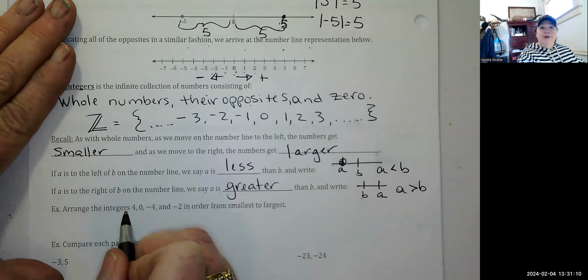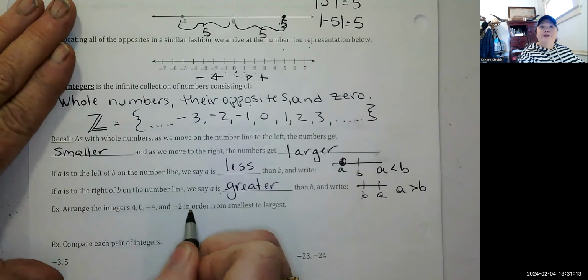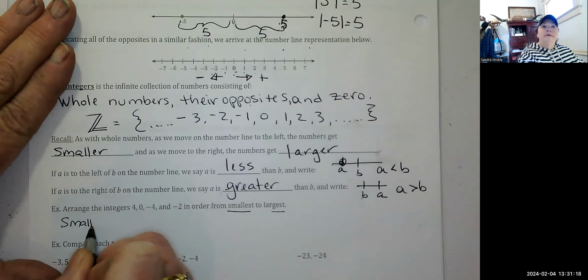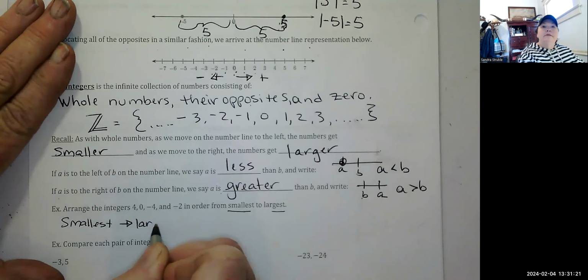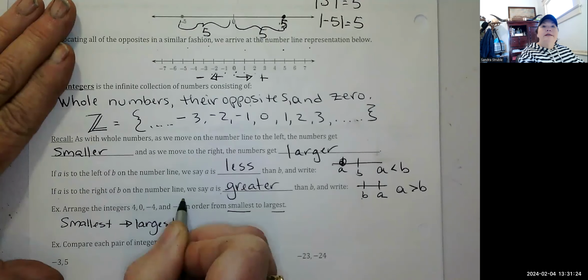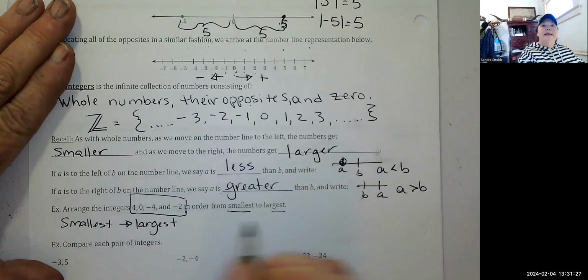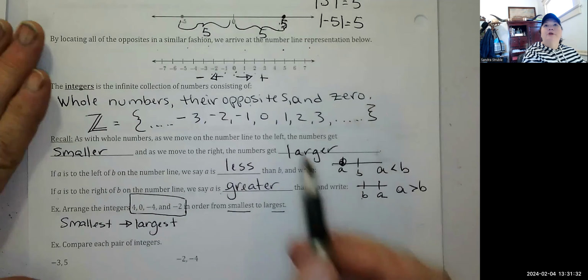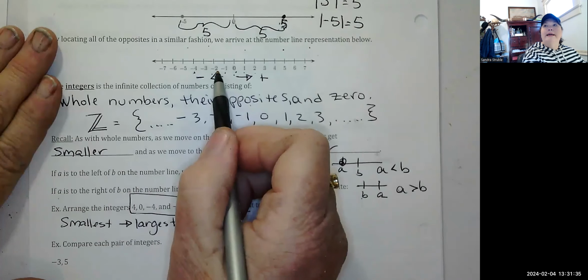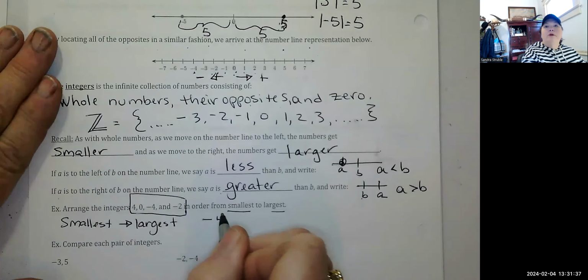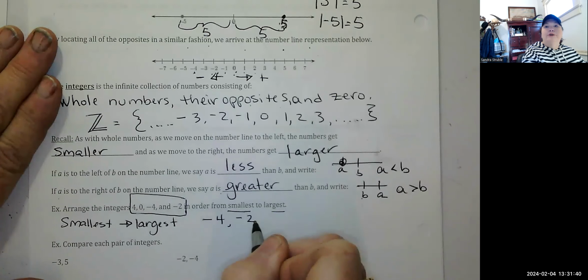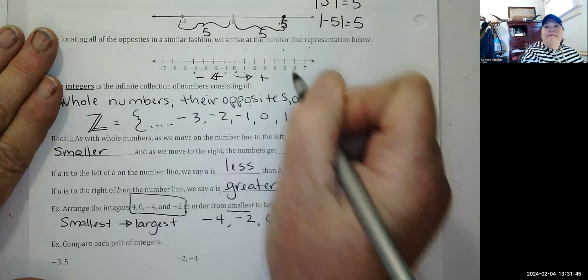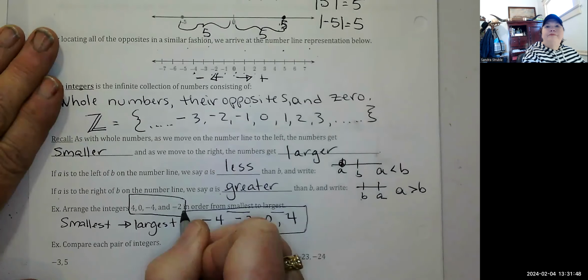Arrange the integers 4, 0, -4, and -2 in order from smallest to largest. What is our smallest integer from this set? If you look at your number line up here, -4 is less than -2. So it's going to be -4, then -2, then 0, and then 4.